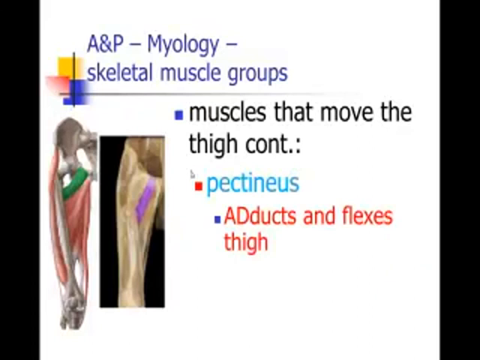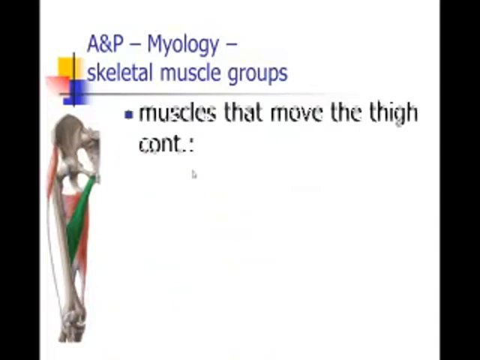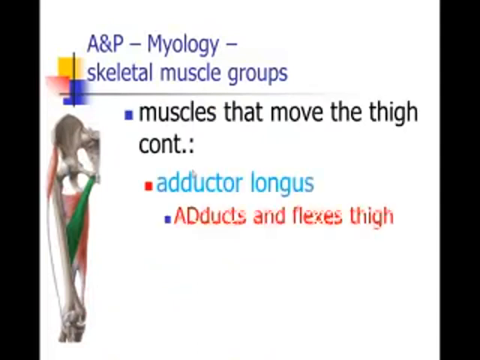Here we have pectineus. Pectineus is going to adduct and flex the thigh. It is usually considered part of the medial compartment of the thigh. Adductor longus, also part of the medial compartment. It adducts and flexes the thigh.